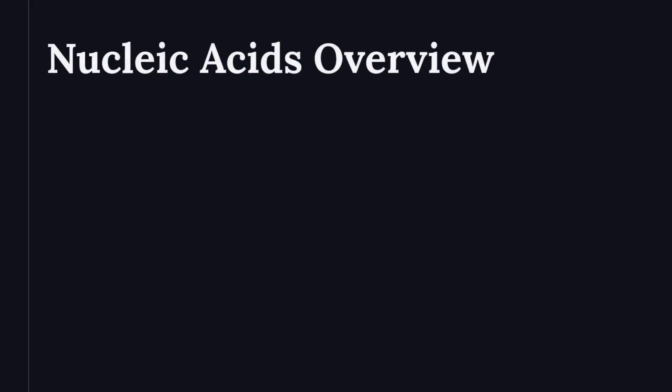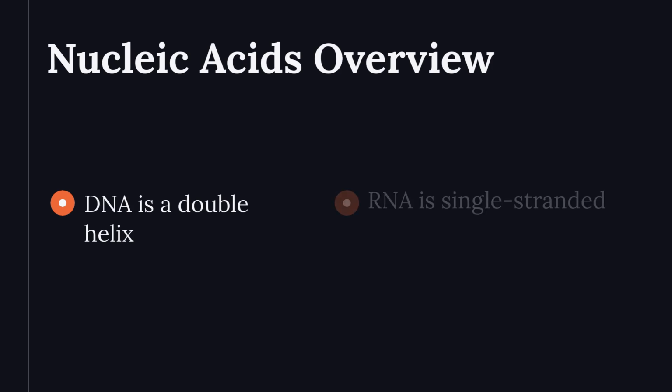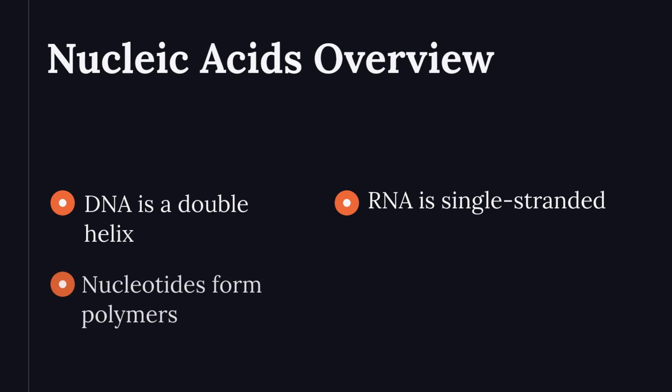Nucleic acids, DNA and RNA, are polymers of nucleotides. DNA is a double helix, while RNA is usually single-stranded. Nucleotides consist of a sugar, phosphate group, and nitrogenous base. The sequence of bases encodes genetic information. This structure is critical for genetic transmission.